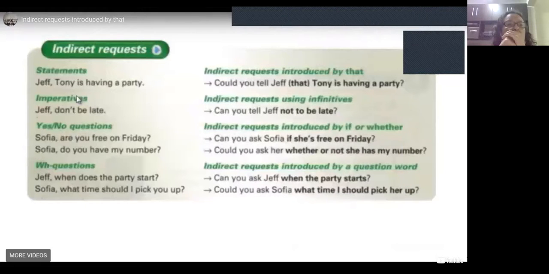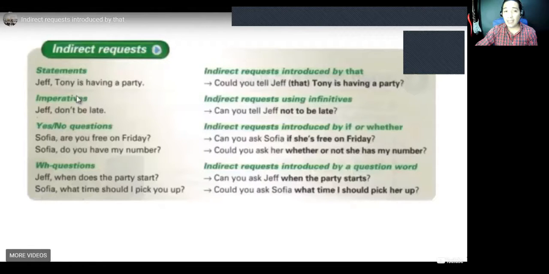For example, you have Jeff. This is the indirect request. Tony is having a party. That's the statement, right? That's the situation. Jeff, Tony is having a party. Okay. Indirectly, I need to know something from Jeff. Could you tell Jeff Tony is having a party? Okay. Could you tell Jeff Tony is having a party? Or could you tell Jeff that Tony is having a party? Don't use if.